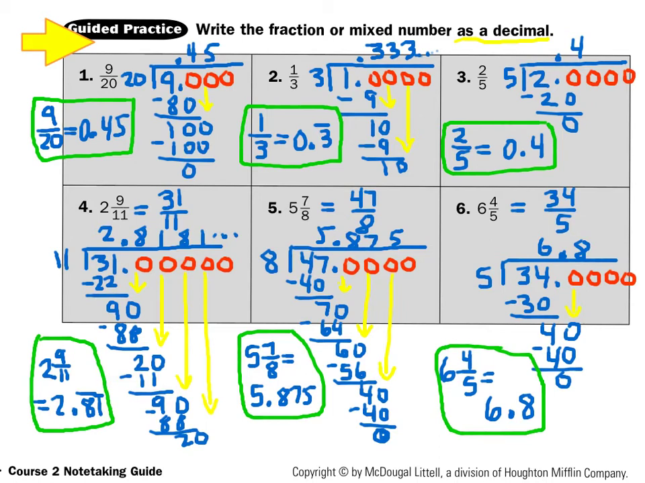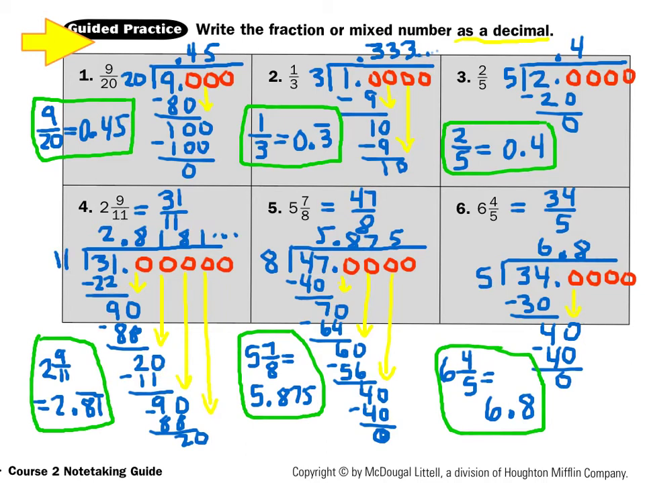Okay, so 11 goes into 31 2 times. 2 times 11 is 22. I subtract. I get 9. I bring down the first 0. 11 into 90. Well, that'll go 8 times. 8 times 11 is 88. 90 minus 88 leaves me 2, and I bring down the next 0.